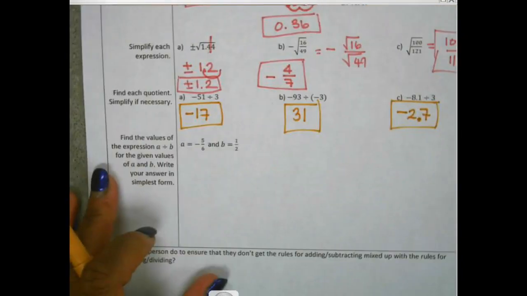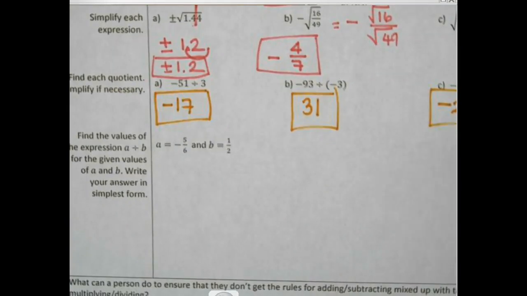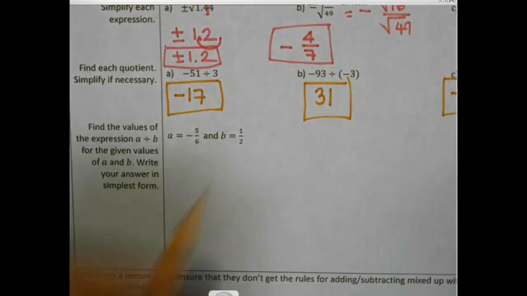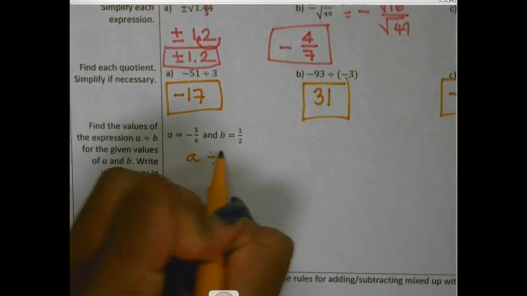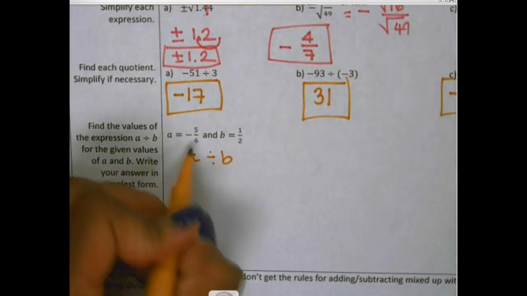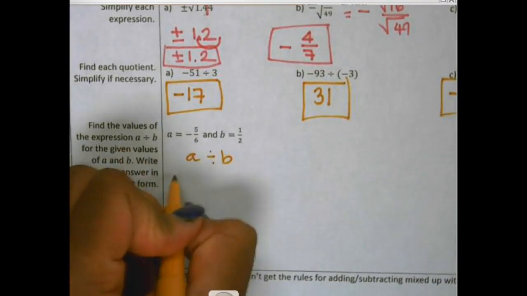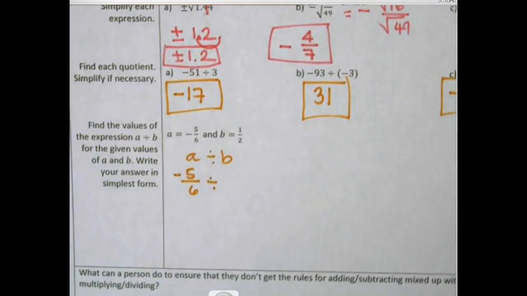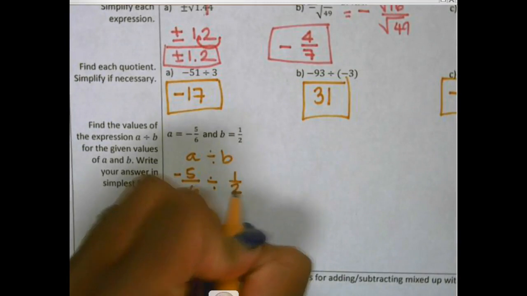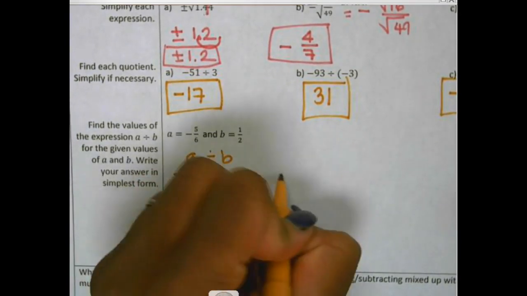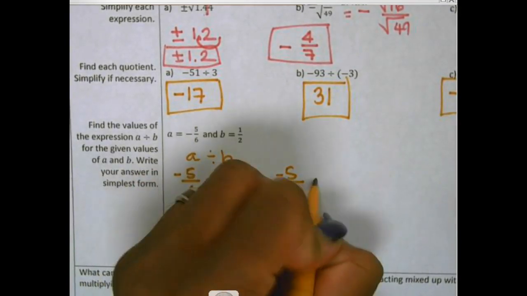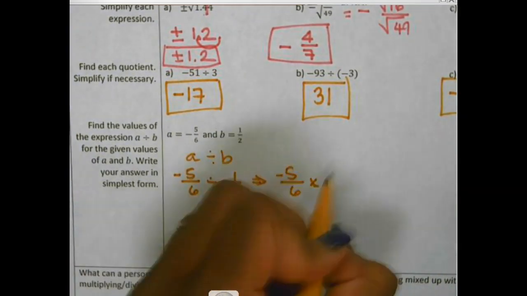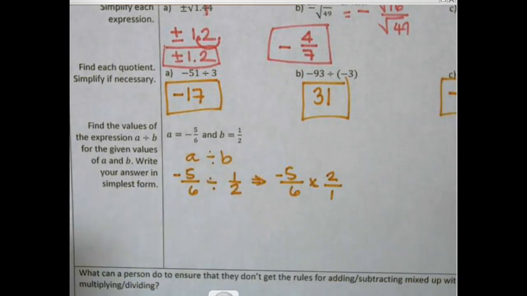All right, beautiful people, we are almost at the end of this one already. Find the values of the expression a divided by b. So I'm looking at a divided by b for the given values of a and b. So instead of a, I'm going to write negative 5 over 6 divided by, and instead of b, I'm going to write 1/2. Now for division of fractions, I'm going to remember that I have to multiply by the reciprocal, or multiplicative inverse. So that's 2 over 1.